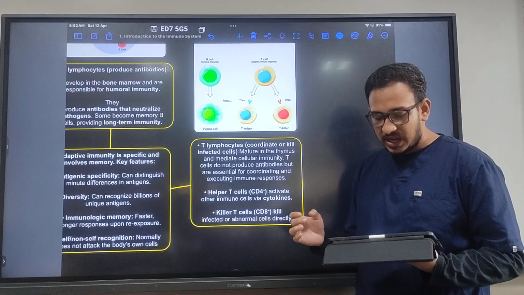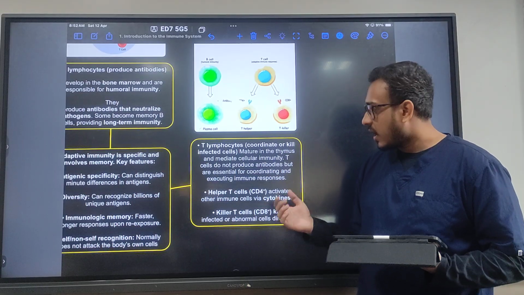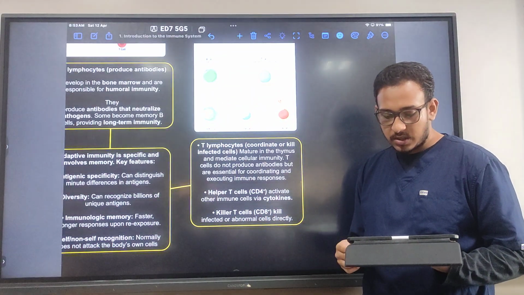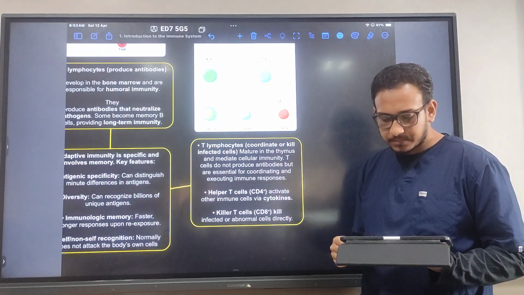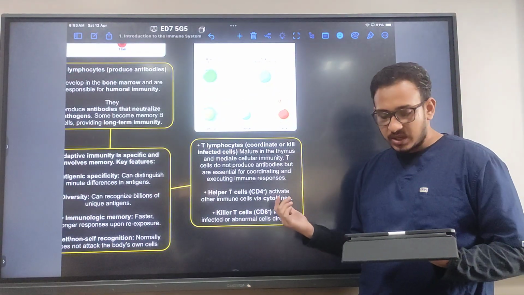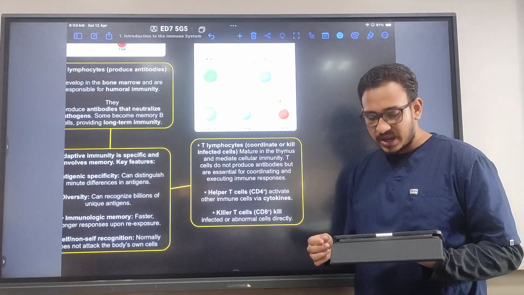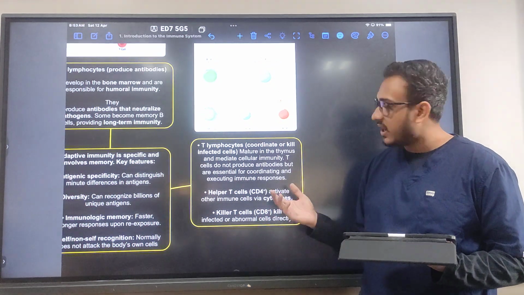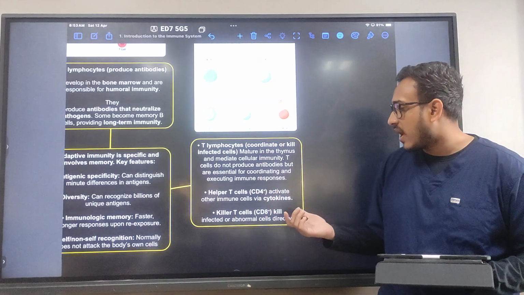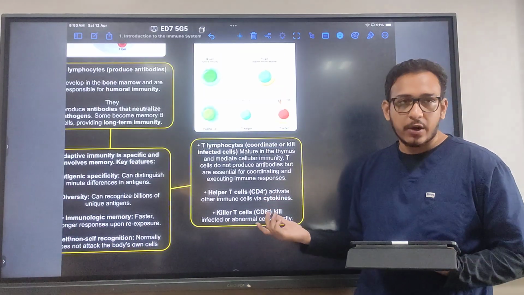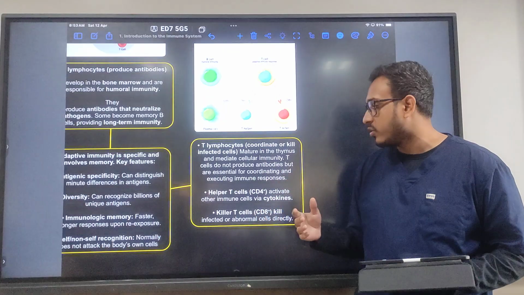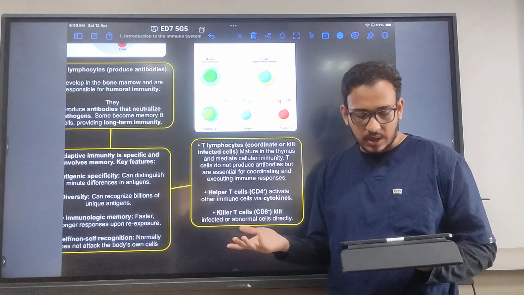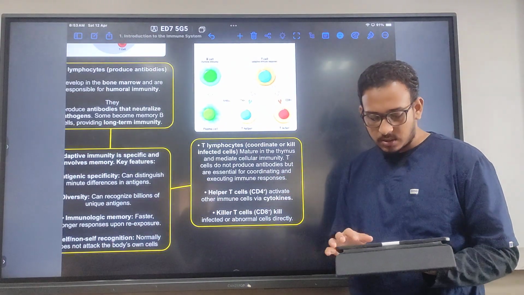And then there are T lymphocytes. They are responsible for coordinating and killing the infected cells. They mature in the thymus. T cells do not produce antibodies, but are essential for coordinating and executing the immune response. T cells include T helper cells that activate other immune cells via cytokines; they release molecules to activate other immune cells. And T killer cells kill the abnormal or infected cells.